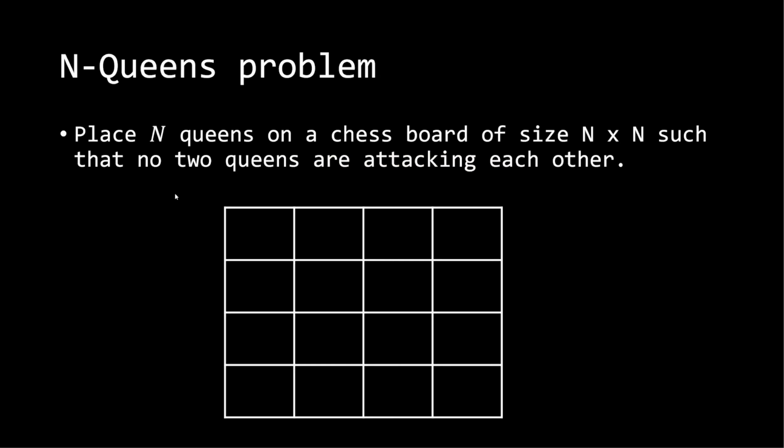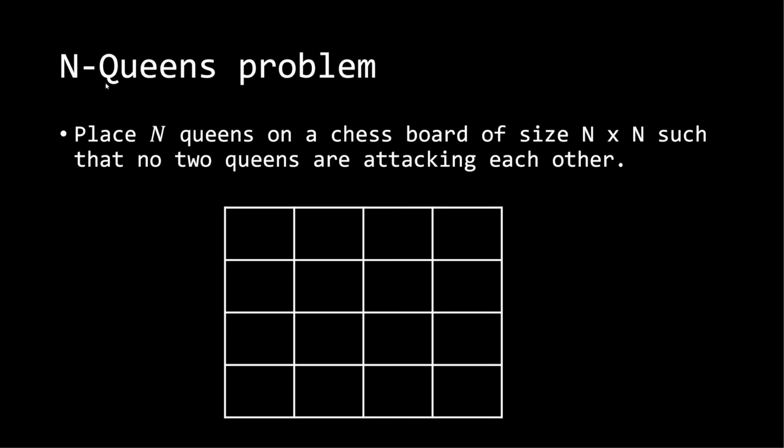Okay, so let's start off with the definition of the n queens problem. It's a pretty simple definition. The idea is to place n queens on a chessboard of size n by n such that no queens are attacking each other. So here's a 4x4 example. The idea here would be to place 4 queens that aren't attacking each other. This was done in lecture, so I'll go over this pretty quickly.